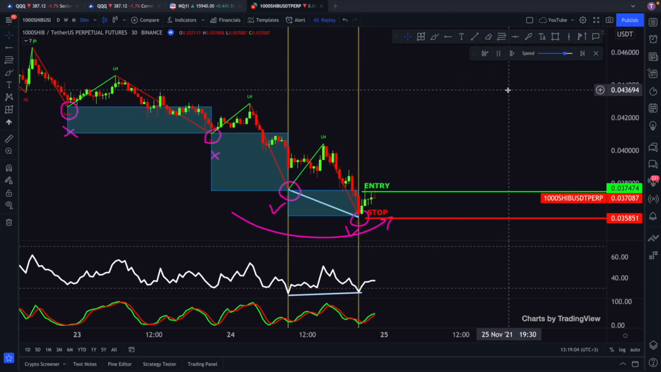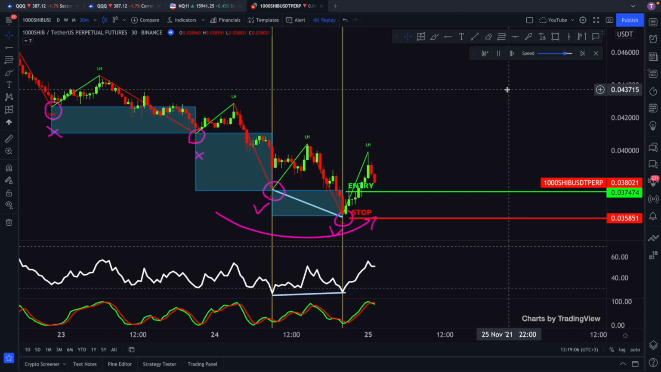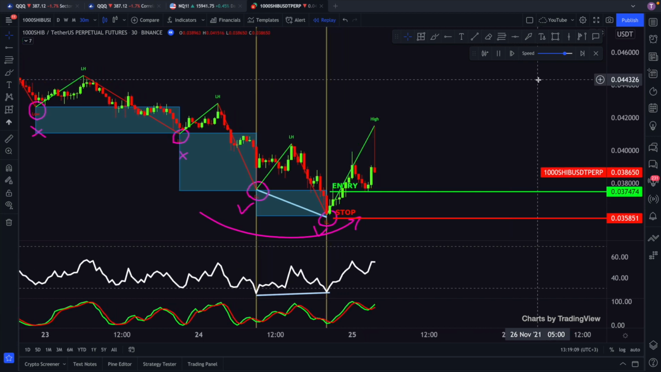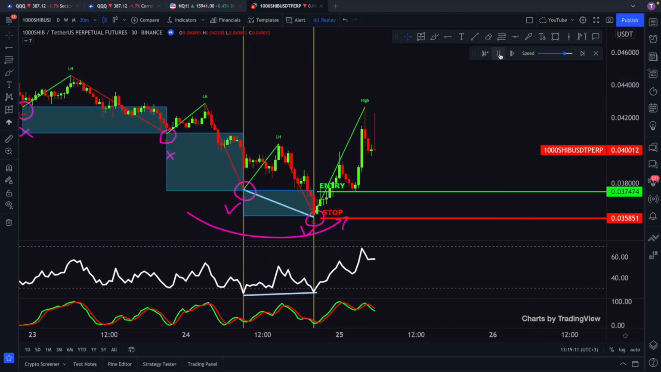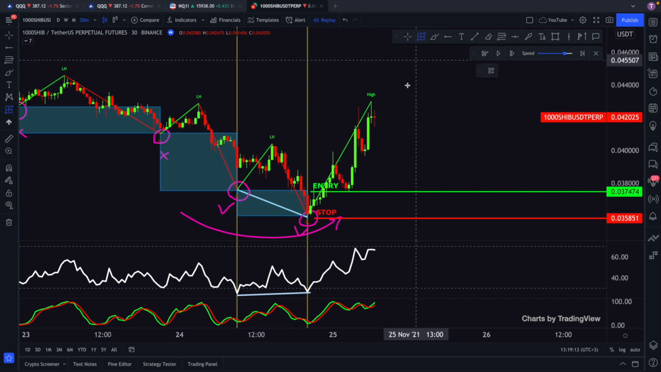If I was using 10x leverage, which I love while trading coins, I would end up with a 100% gain. This is crazy.